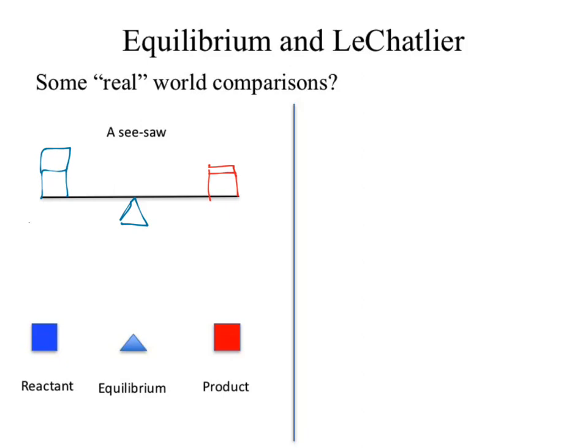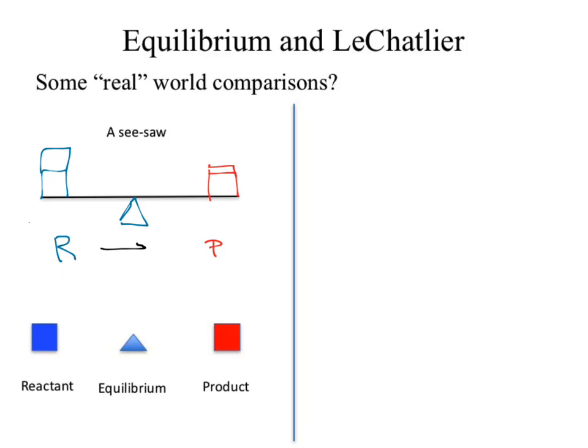So how can I make sure it achieves balance? Get rid of that matter? I can't destroy matter. But I can convert it through a chemical reaction. I take my reactants and I convert those into products.